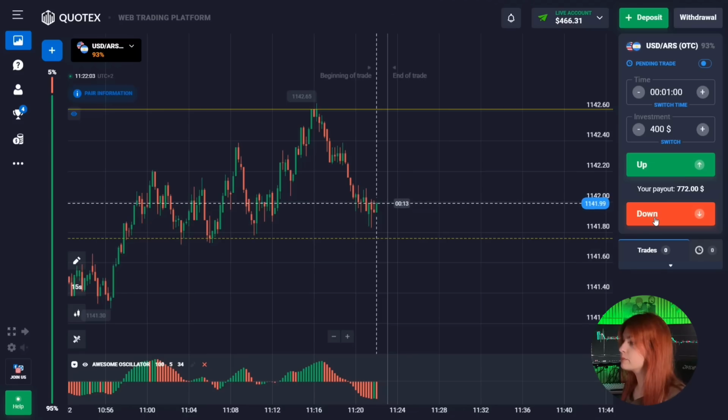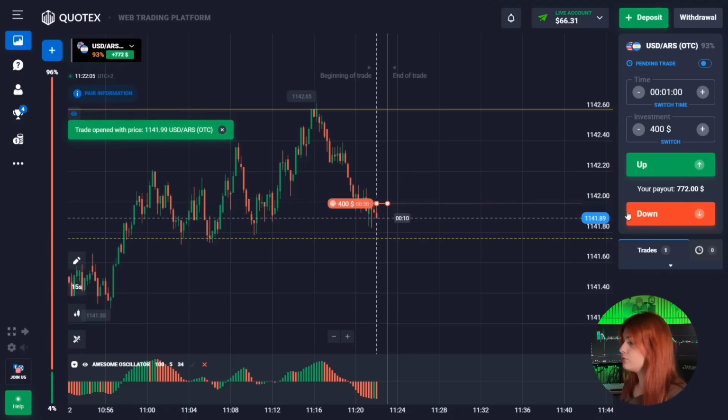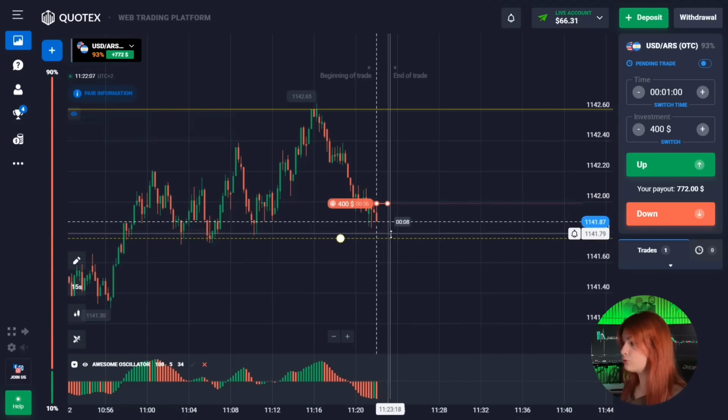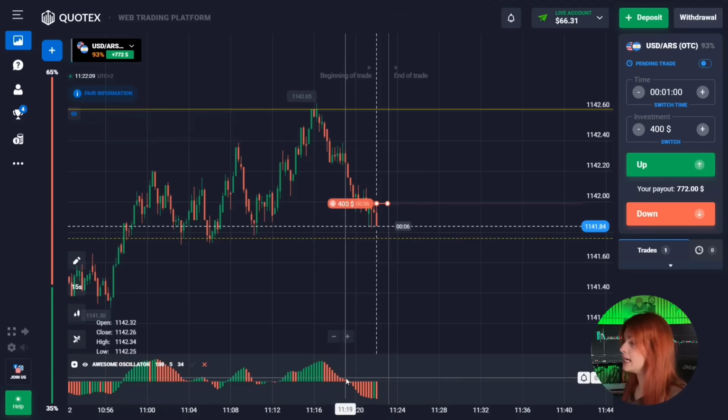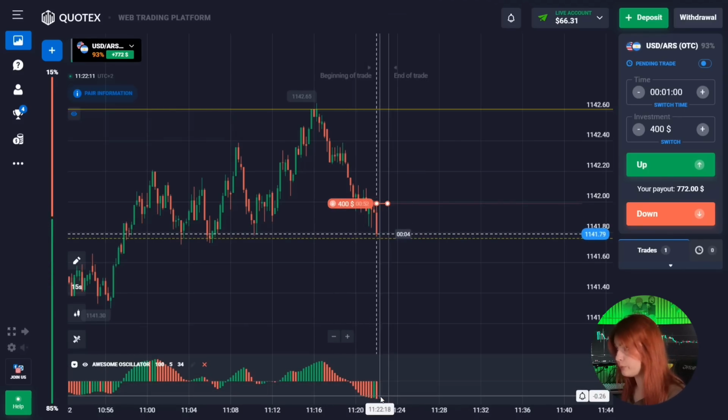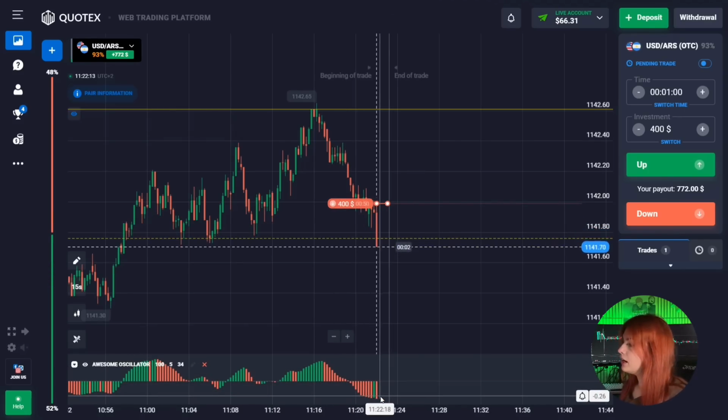That is, there's still space to reach the support level. Therefore, we'll open a deal for 1 minute to go down. For sure, the price will continue to move down, guys. We also see that our entry point is confirmed by the indicator.